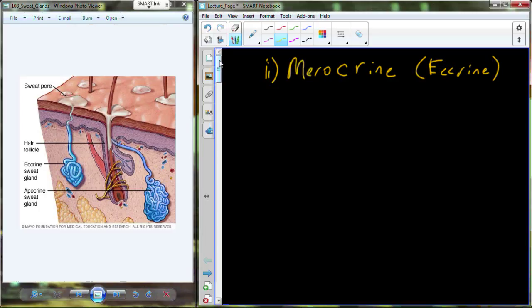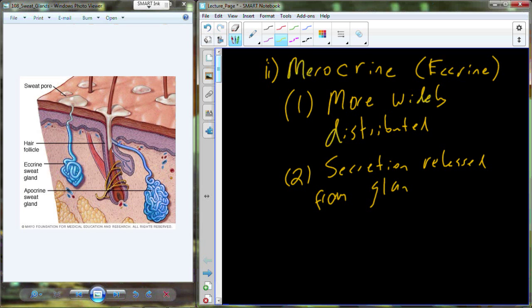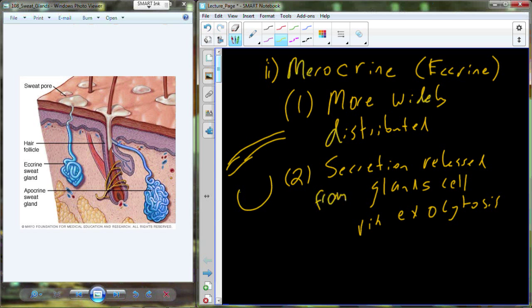The other type of sweat gland is the merocrine or eccrine sweat gland. These are much more widely distributed. And the secretion is released from the gland cells through exocytosis. So these get packaged up into vesicles, and those vesicles containing the sweat dock up here at the membrane, form a little pore, and then the sweat pours out of the membrane.